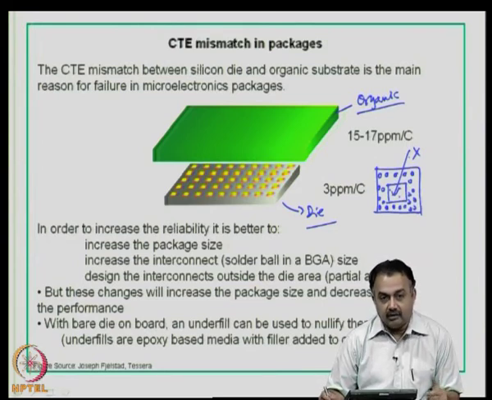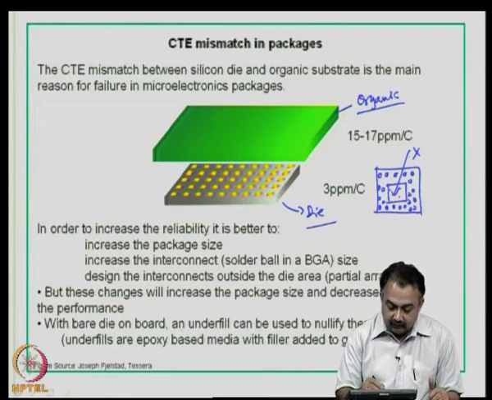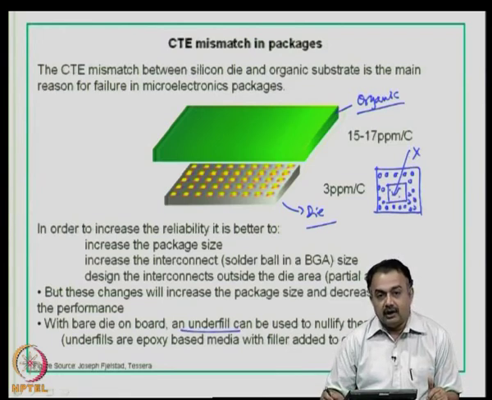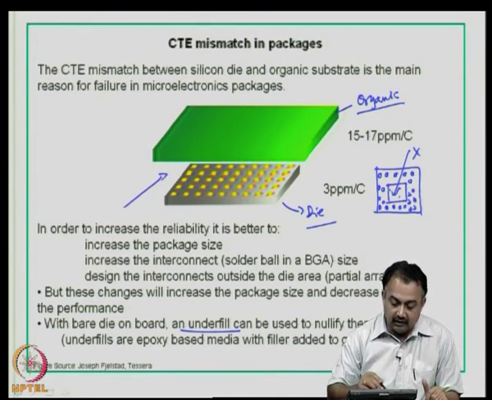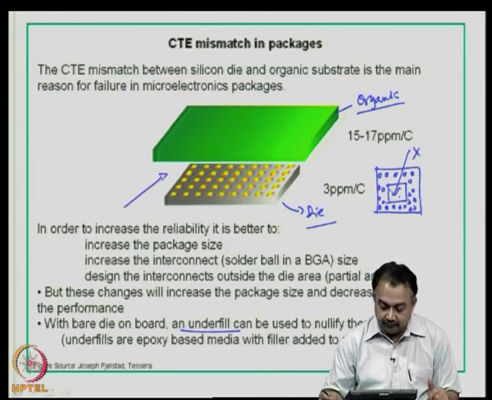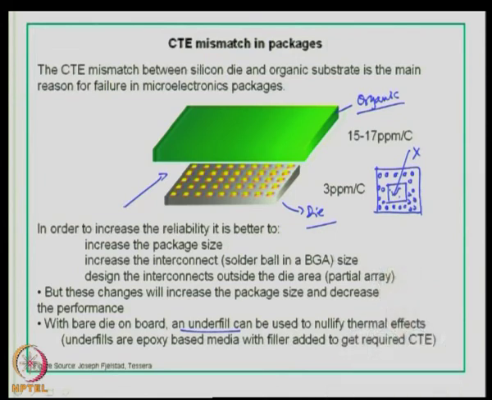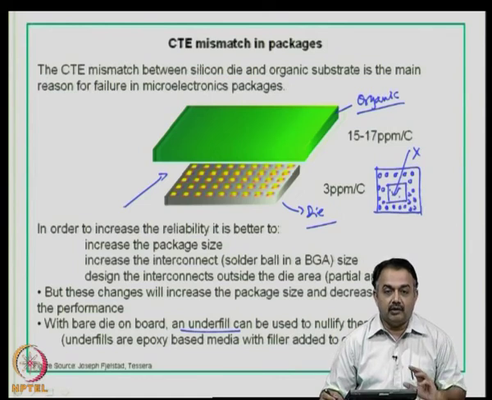With bare die on the board, you can use an underfill. So, an underfill, as I said, is basically a material that is used in between the die and the substrate to nullify the thermal effects that CTE mismatch can produce, and typically underfills are epoxy based media with different fillers added to change the CTE. So, typically you can use materials which have a CTE in between that of the die and the substrate.